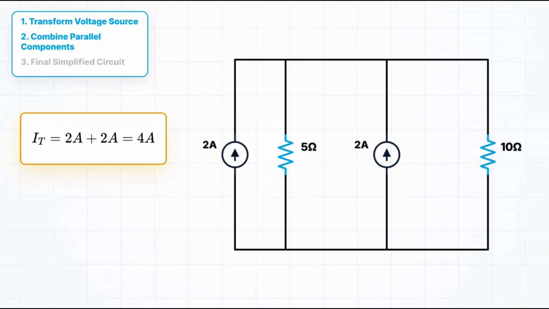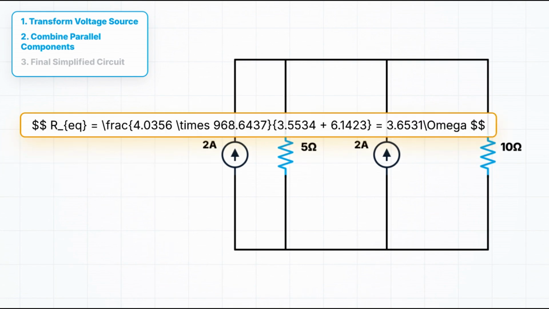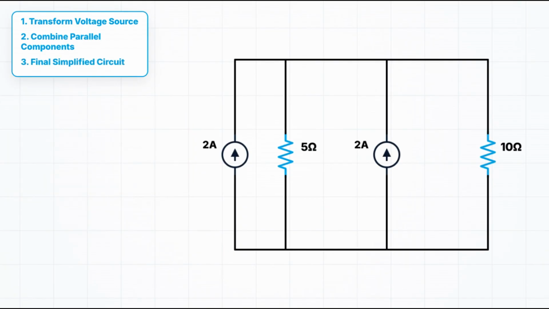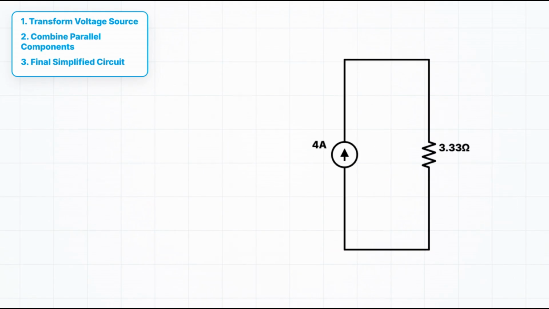You also have 2 resistors in parallel, 5 ohms and 10 ohms. Using the product over sum rule, 5 times 10 is 50. 5 plus 10 is 15. 50 divided by 15 is 3.33 ohms. Step 3. The result. You have simplified that entire messy section into one single 4-amp source and one single 3.33 ohm resistor. This is the power of the method. Transform, combine, transform, combine. It creates a domino effect. Suddenly, a messy 5-node circuit collapses into a simple 1-loop circuit.